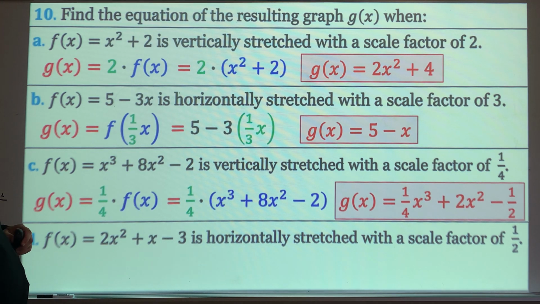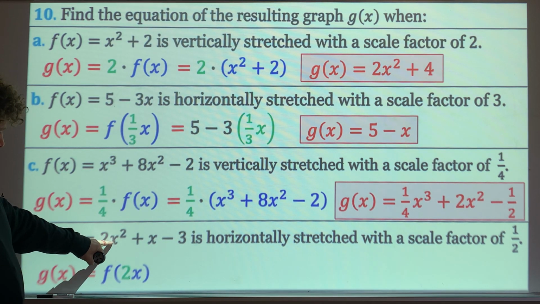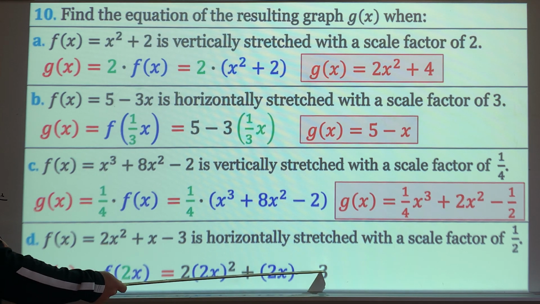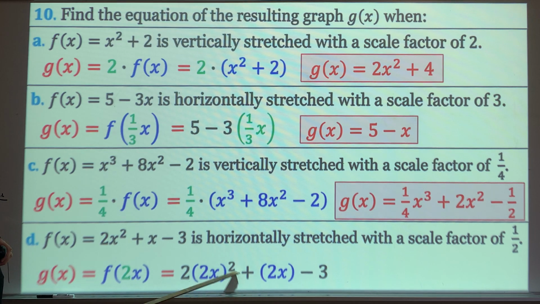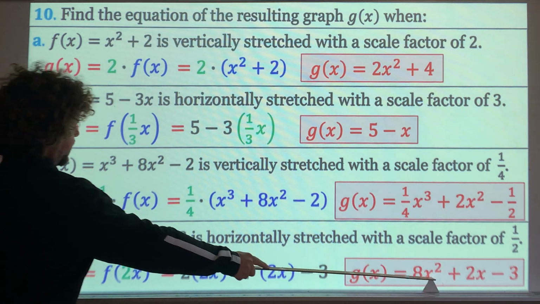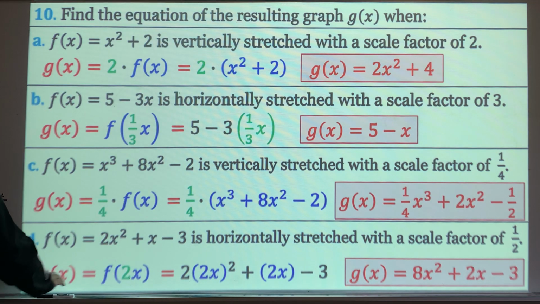Horizontally, so that's going to be your f of 1 over 1/2, so f of 2x. You're going to put 2x in for both x's. So this is 2 times 2x squared plus 2x minus 3. All right? 2x squared is 2x times 2x is 4x squared. So it's 2 times 4x squared is 8x squared plus 2x minus 3. All right?